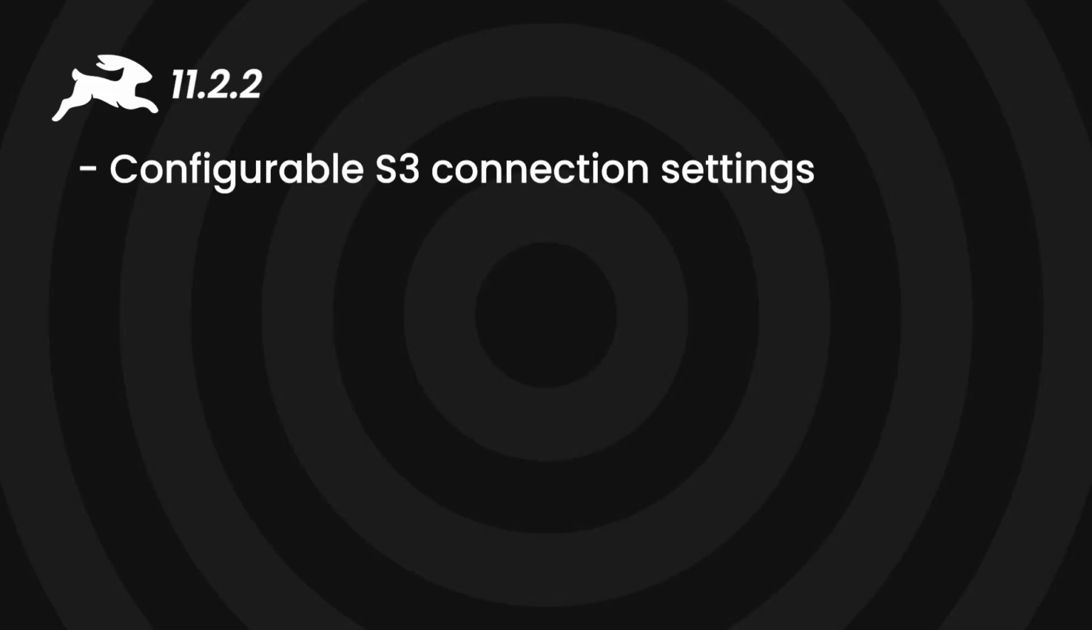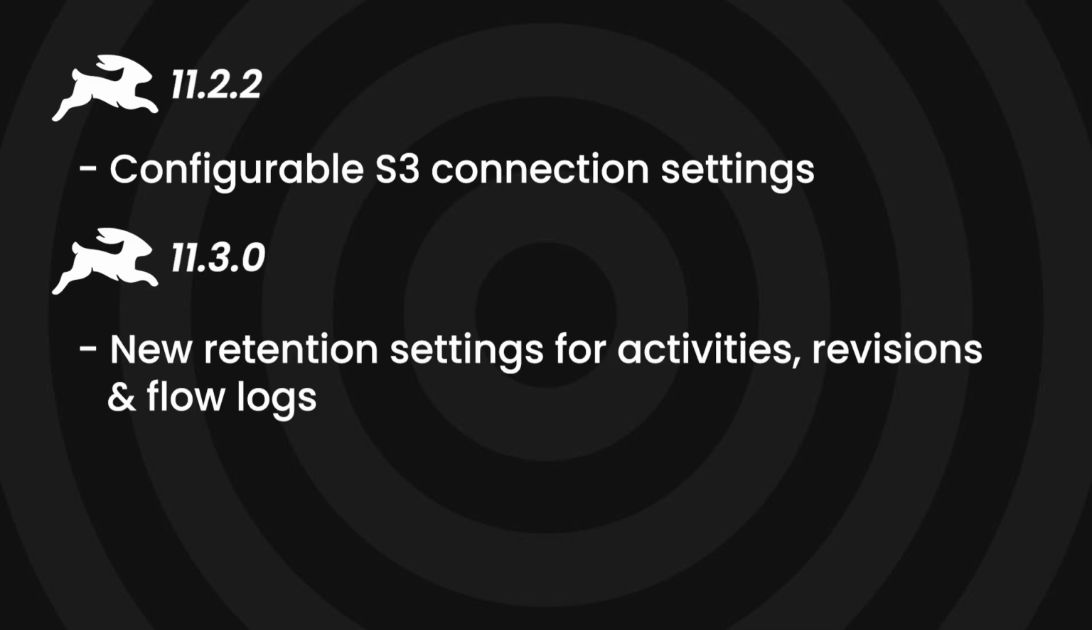There's been a few releases, but here are the notable things to be aware of. In 11.2.2, we made S3 connection settings configurable via environment variables. This includes things like connection timeout. In 11.3.0, we introduced new retention settings for activities, revisions, and flow logs. These three system tables can become quite large, and now you can change how long they will be kept before being pruned.